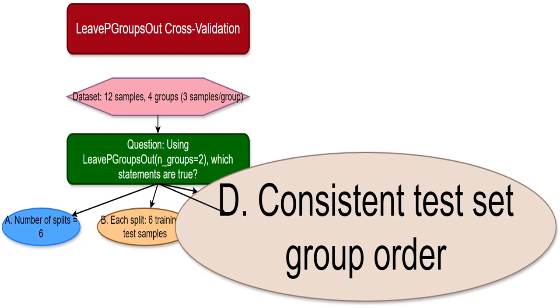The order of groups in my test set will not be the same across all 6 splits. The order is not predetermined. LeavePGroupsOut simply generates all the possible combinations. It doesn't force a specific sequence.